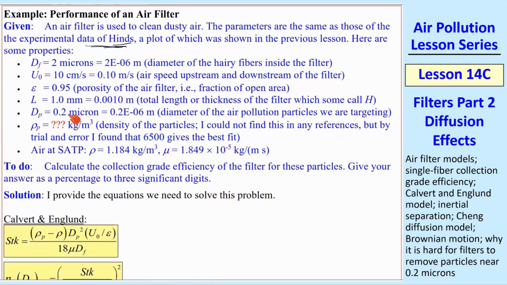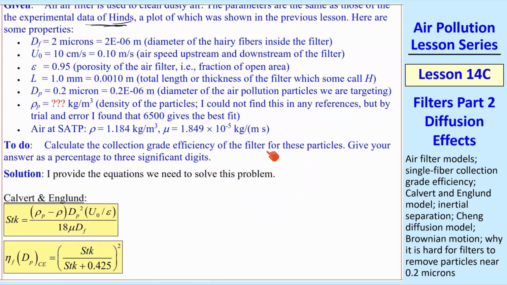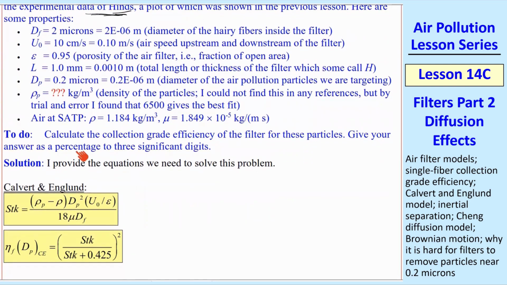Particles of interest were 0.2 microns. I couldn't find in any of the references what the particle density was, so I'm leaving that blank, but what I did was use 6500, which after trial and error gave me the best fit to the plot that he had. He also never said the temperature or pressure, so I assumed it was SATP. We want to calculate the collection grade efficiency of this filter for these particles as a percentage.